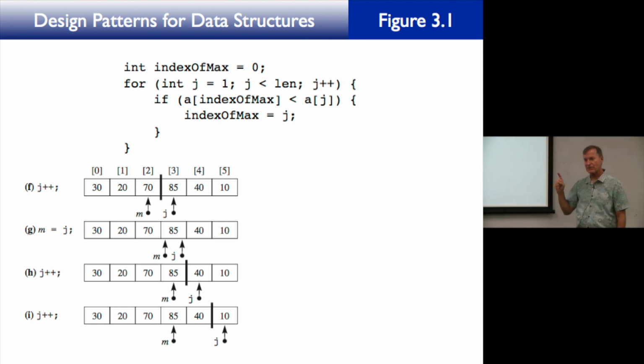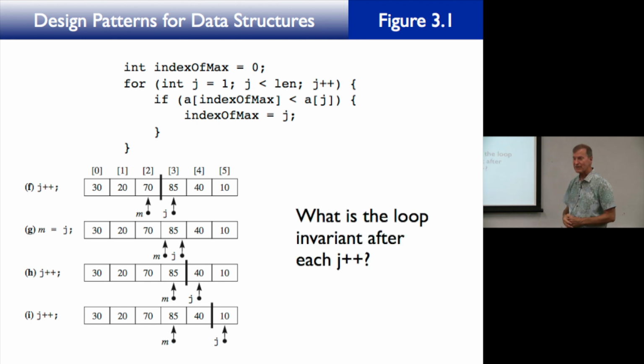Now here's my question, you guys. To prove that this is correct, now if you can do this, this will be really good. What is the loop invariant after each J++? What is true at F and at H and at I? Well, that's true. It is true that M is less than or equal to J, and there are lots of things that are true. It's also true at this point that the board is white, but what is the invariant that is most helpful? J is less than length. Well, that's also true, but that doesn't help us. That doesn't help us prove that it's correct.